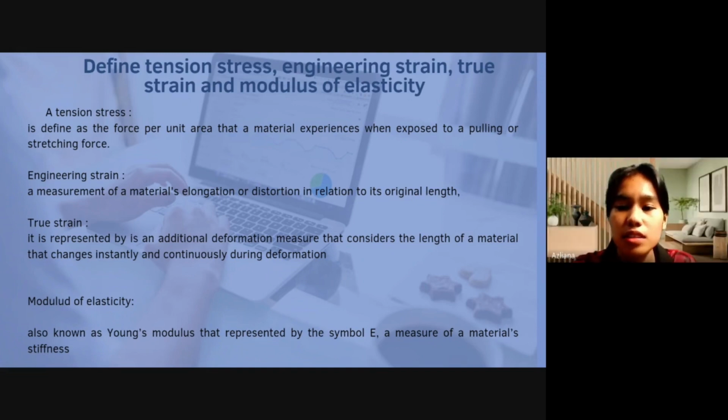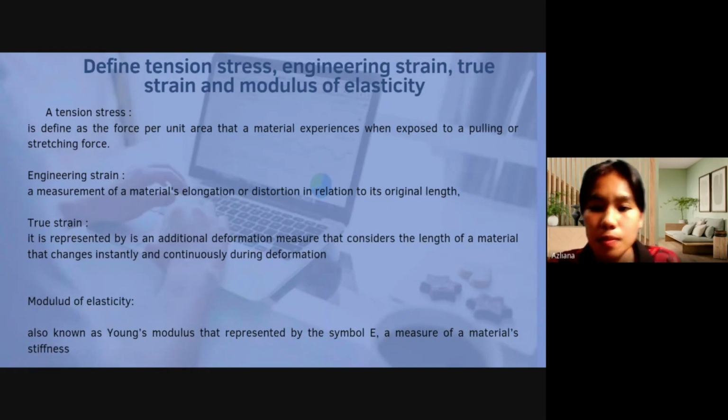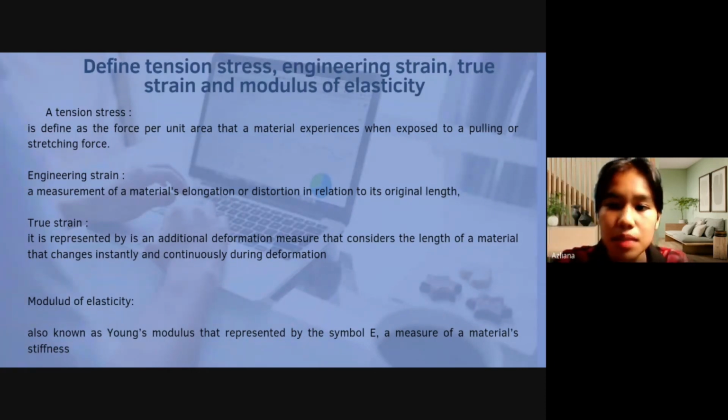Okay, I will elaborate about the definition of tension stress, engineering strain, true strain, and modulus of elasticity. As shown in the slide, a tension stress is defined as the force per unit area that a material experiences when exposed to a pulling or stretching force. It is sometimes referred to as a tensile stress. It is given in megapascals or pascals, which are units of force per unit area.